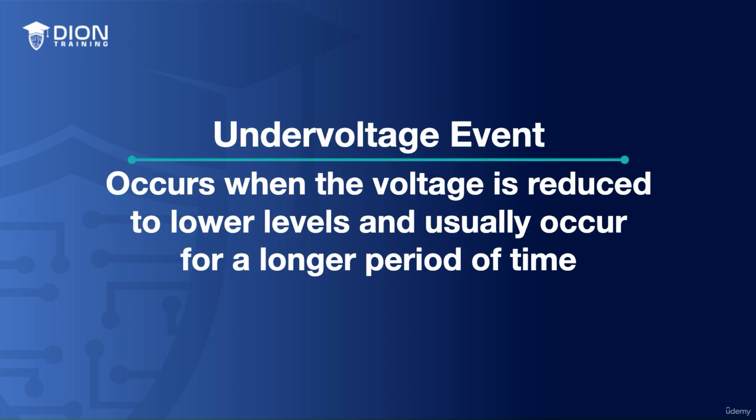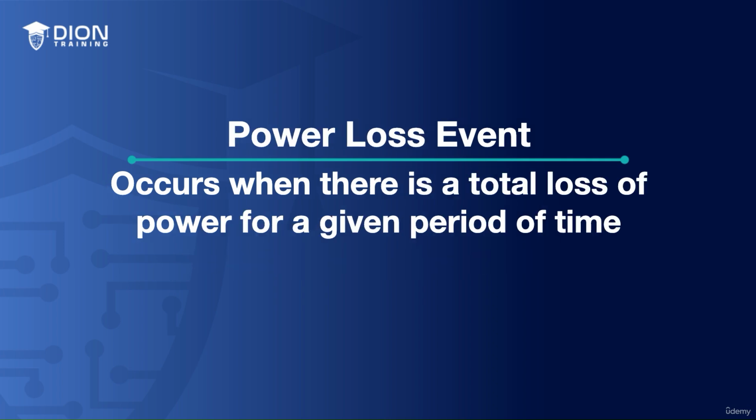Now, an undervoltage event, which used to be referred to as a brownout, occurs when the voltage is reduced to lower levels, and it usually occurs for a longer period of time. For example, if you're expecting to receive 120 volts of power, but the voltage level drops down to 70 or 80 volts instead, this would be considered an undervoltage event. In this case, the voltage will be too low to continue operating your systems, so your systems will go offline and power themselves down.